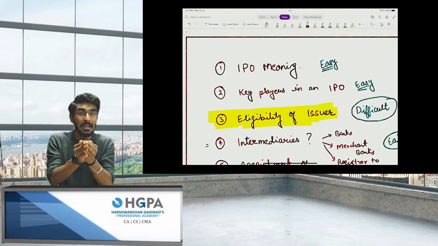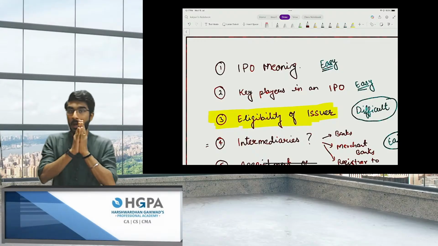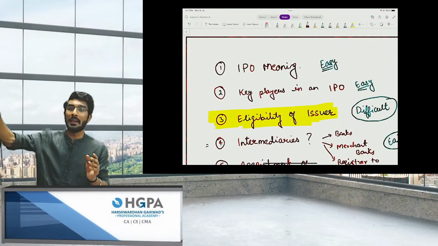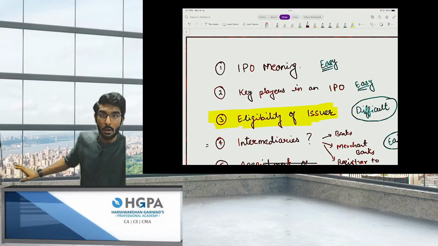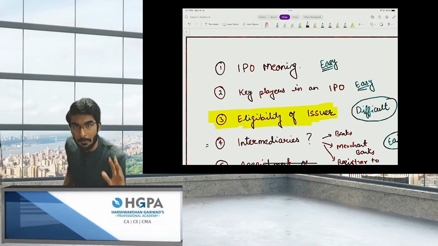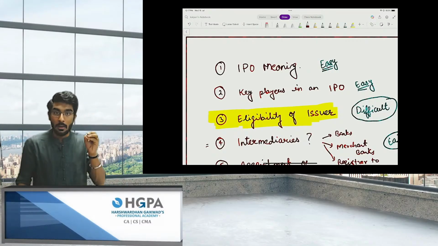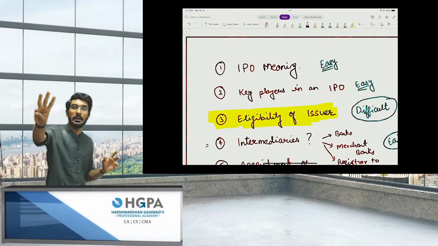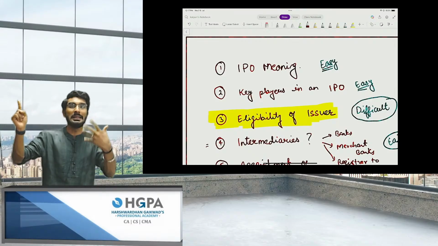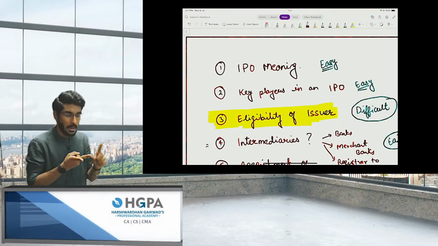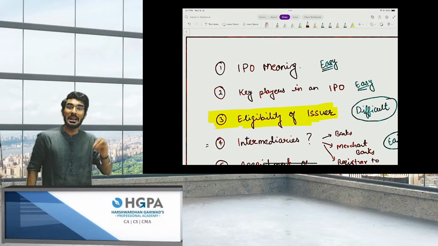Who are the key players in the IPO? People, remember one thing, key players are different and intermediaries are different. Intermediaries are the ones who help the key players in an IPO. Who are the key players, people? 3 key players. Number 1 is issuer. The company that is raising capital is called as an issuer. Then number 2 is, people, NSDL and CDSL.